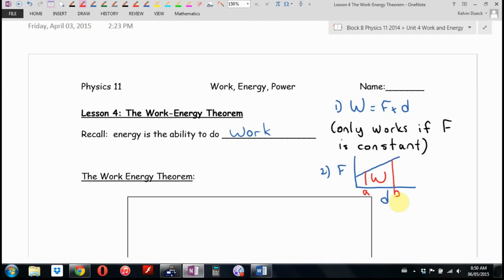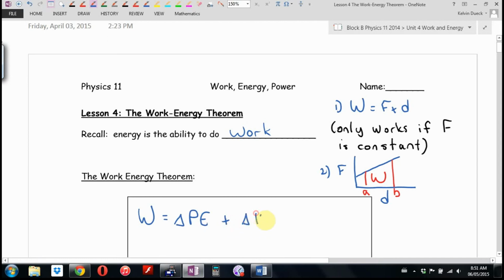It's usually fairly obvious. There's a third and better and more universal definition of work. In fact, this is the one that we use more and more in Physics 12. It's called the work-energy theorem. It's what relates work and energy together. It says this: work equals the change in potential plus the change in kinetic.